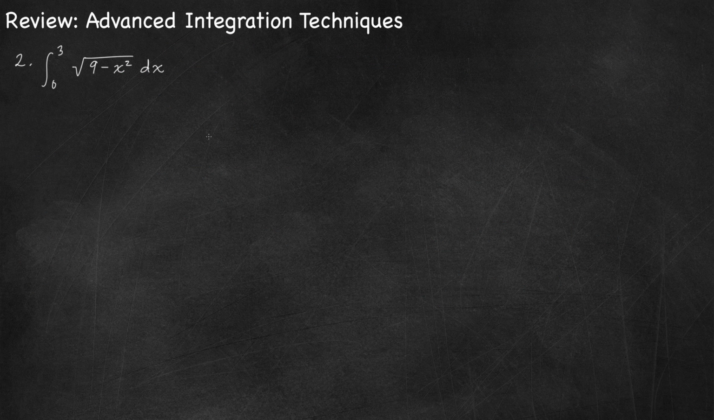Number 2, we're integrating the square root of 9 minus x squared dx from 0 to 3. This is in the form of a squared minus u squared. So for a squared minus u squared, we can do a trig substitution, letting a equal 3 and u equal x. Okay, when it's in the form of a squared minus u squared, we're going to do a sine substitution. So we've got x equals 3 sine theta. If x equals 3 sine theta, then dx equals 3 cosine theta d theta.